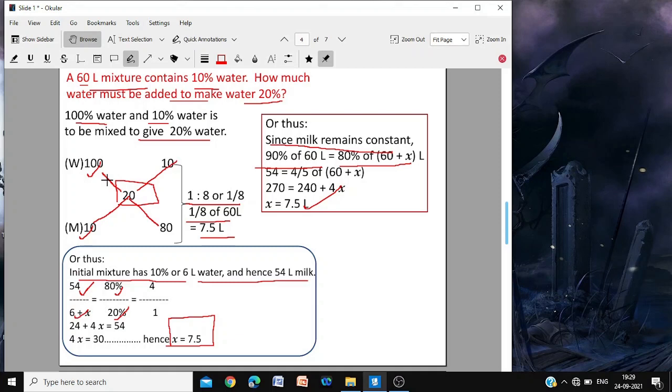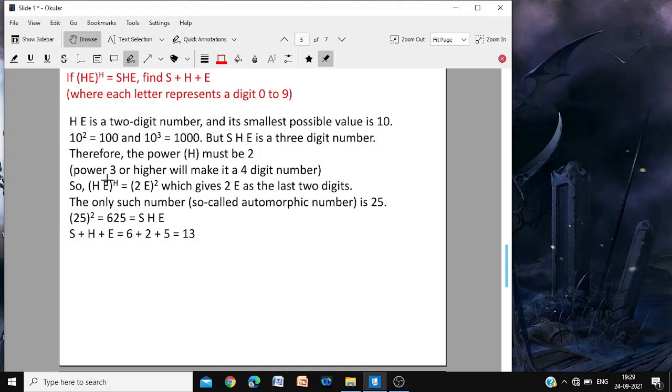Now we come to the next question. HE is a 2-digit number, raised to the power H, is equal to SHE. Find the value of S plus H plus E, where each letter represents a digit 0 to 9. H is a digit, E is a digit, S, H, E all are digits.